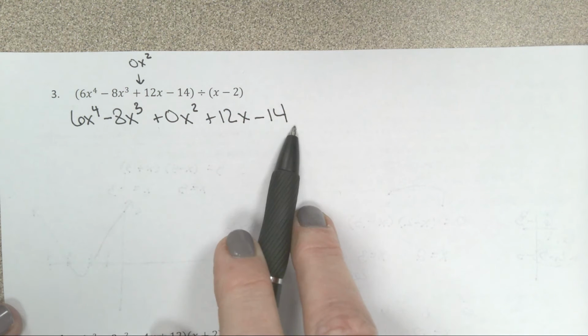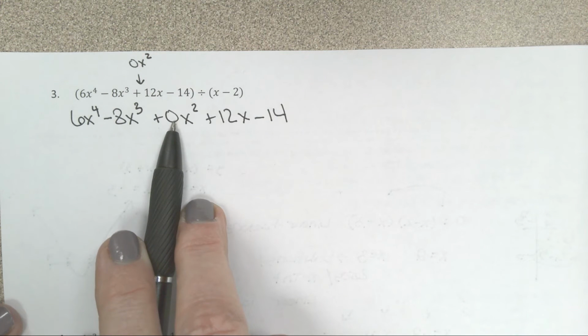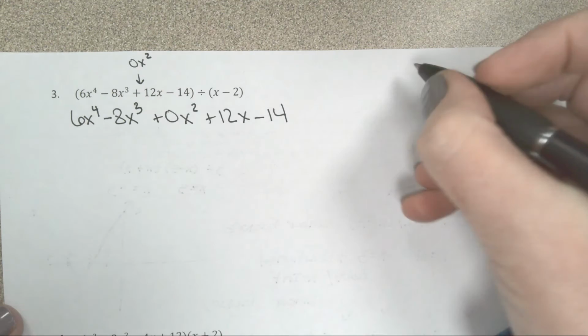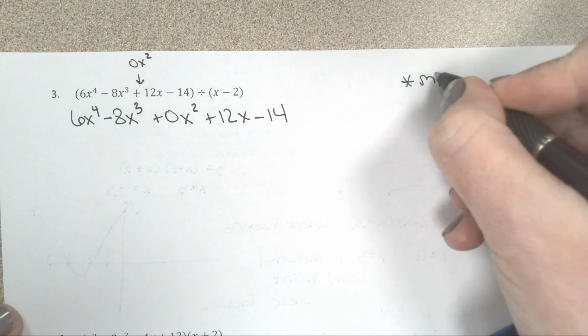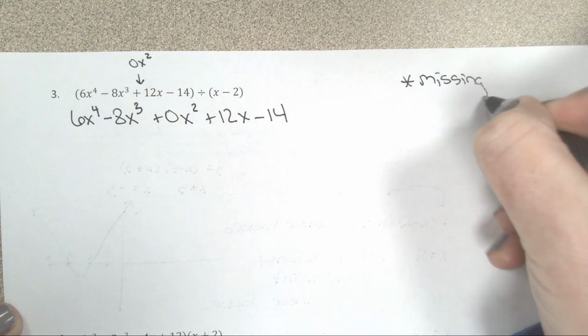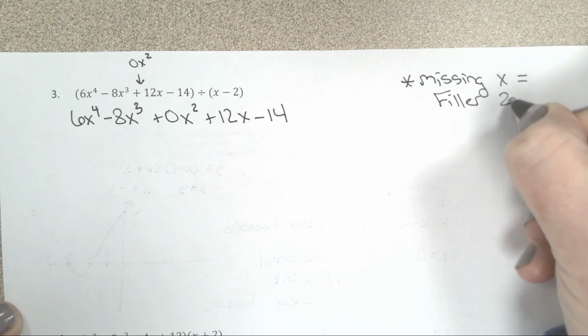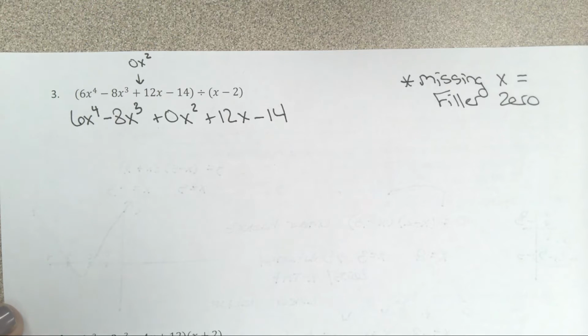So your exponents have to go in descending order, and if you ever have a missing one, you have to put in a filler 0 or it will not work. Missing x equals filler 0.